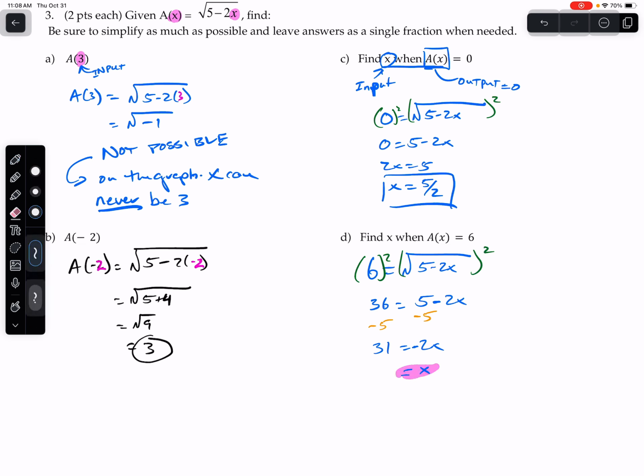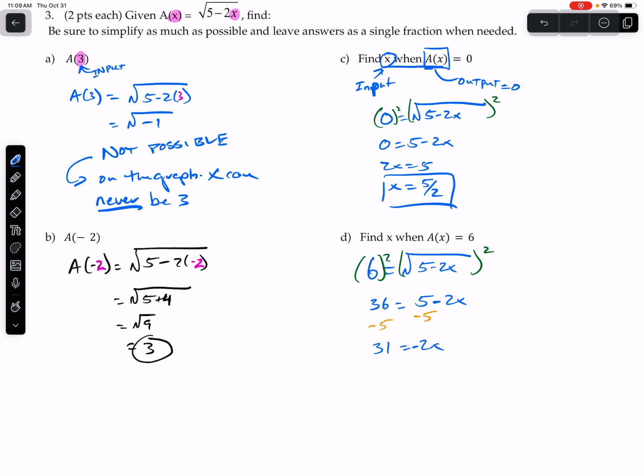Whoops. I wanted an eraser. I didn't get it. I hate it when it does that. I've got to fix that. Delete.